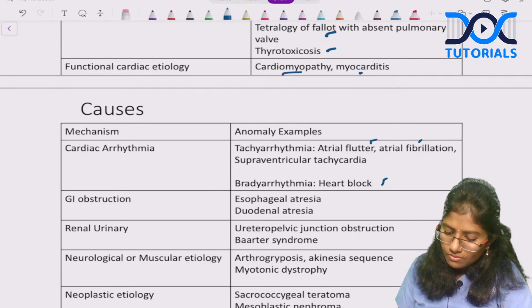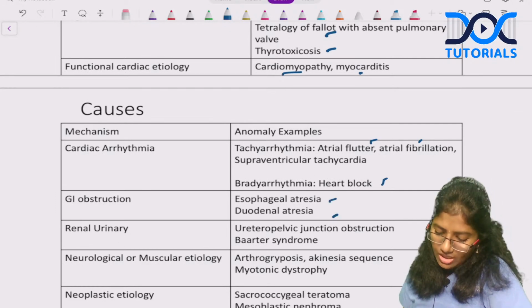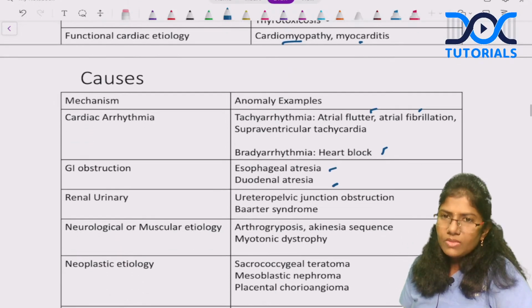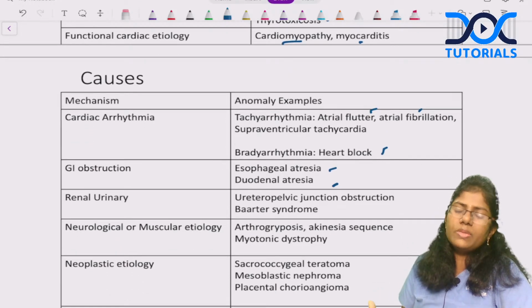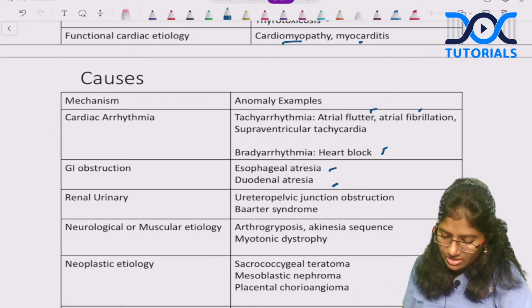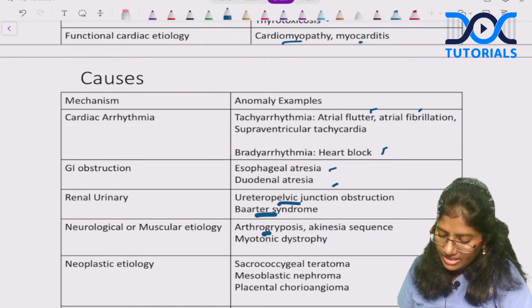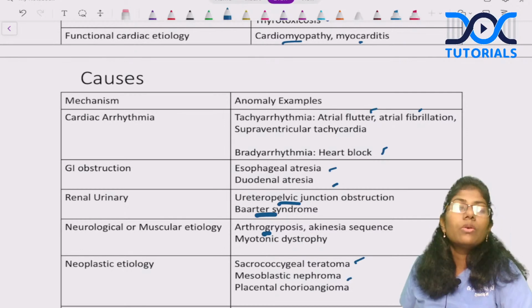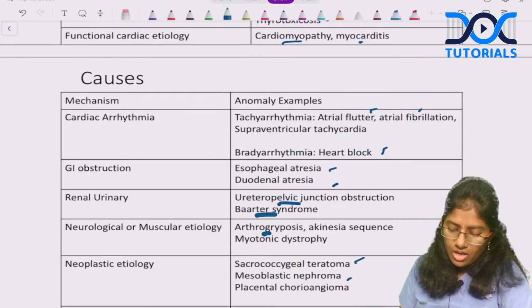Heart block, esophageal atresia, duodenal atresia, because the baby cannot swallow. Whenever the baby cannot swallow, basically liquor is replaced by swallowing, no? Yes, whenever the baby cannot swallow, all the liquor that has to be replaced by swallowing will be retained in the amniotic compartment, and again it will lead to polyhydramnios. That's the idea behind it. Okay. So yes, ureteropelvic junction obstruction, Bartter syndrome, arthrogryposis, and certain neoplasias like sacrococcygeal teratoma, nephroma, chorioangioma. All these are causes of polyhydramnios.